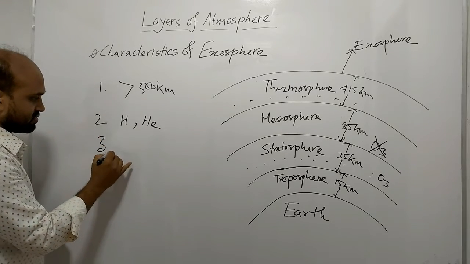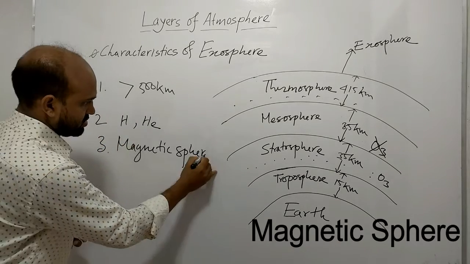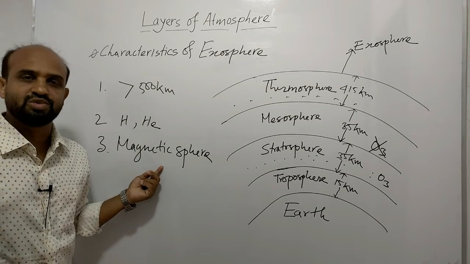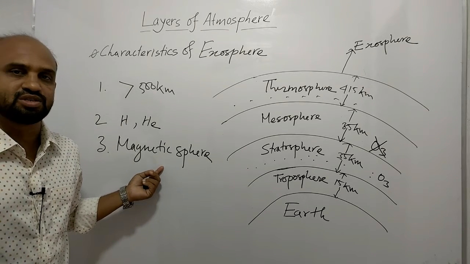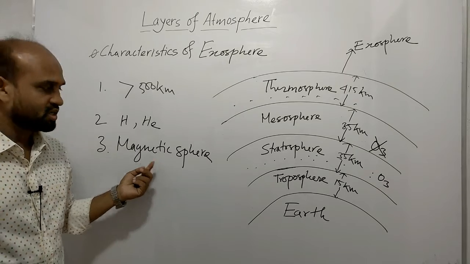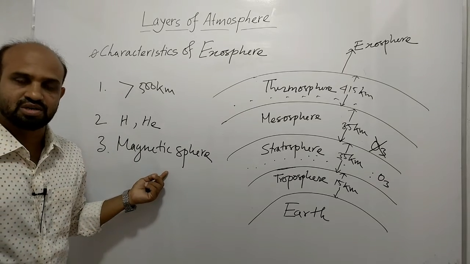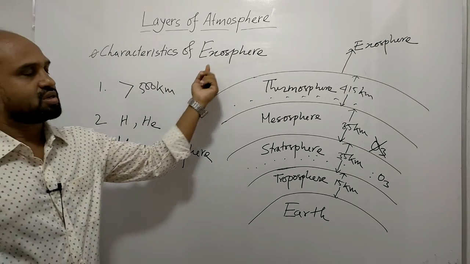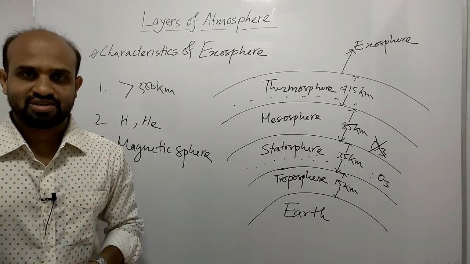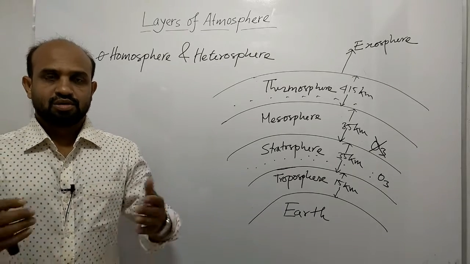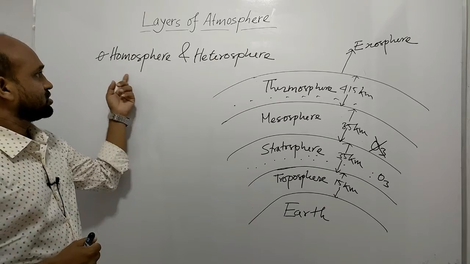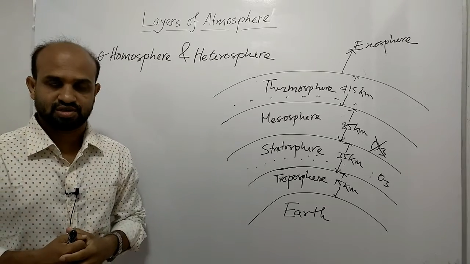And another point is magnetic sphere. It is formed from the combination of magnetic fields of protons and electrons. This magnetic sphere surrounds the exosphere. Let's see next point. Now the point is homosphere and heterosphere.